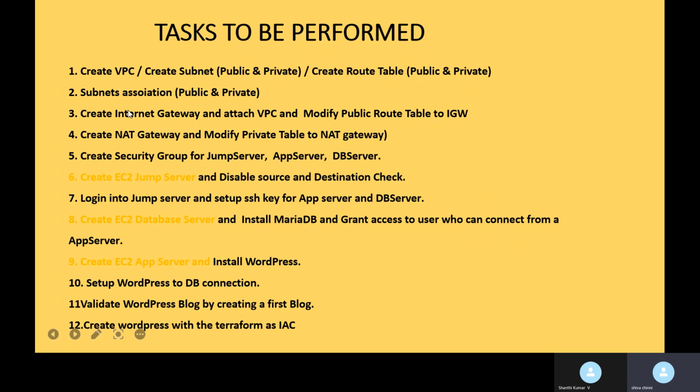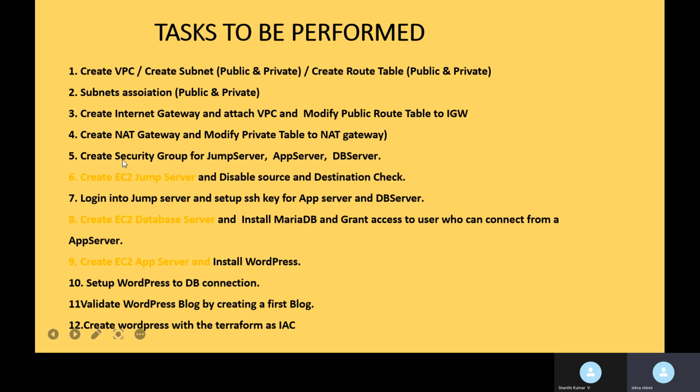Then we need to create one internet gateway and attach it to the VPC, because it will route to the outside world, and modify the public route table to point to the internet gateway. Then we need to create one NAT gateway, and modify the private route table to point to the NAT gateway. Since the database is in a private subnet, it should talk to the NAT gateway, and via the NAT gateway it will go to the internet gateway. That's why we have created the NAT gateway with the private route table.